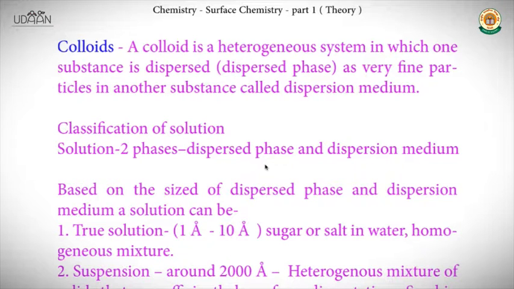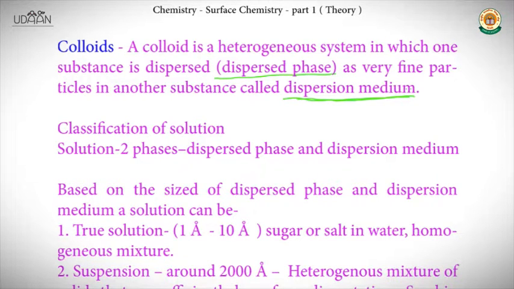A colloid is a heterogeneous system in which one substance is dispersed, and it is known as the dispersed phase, as very fine particles in another substance called the dispersion medium. So the dispersed phase is dispersed in the medium, that is called dispersion medium. These terms are important, dispersed phase and dispersion medium. We'll discuss them in detail.